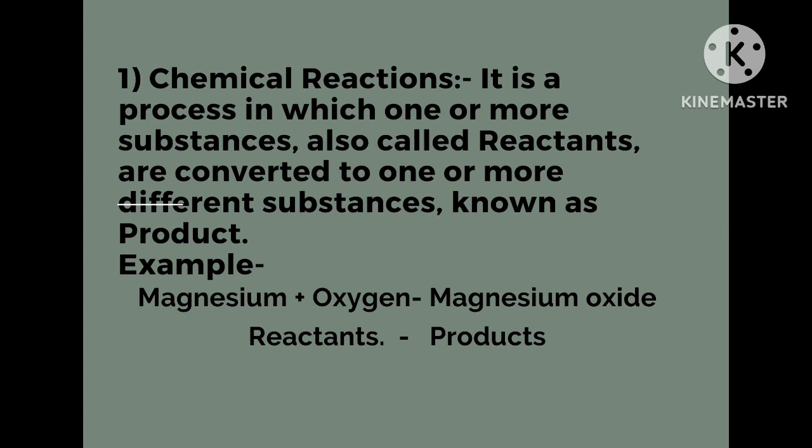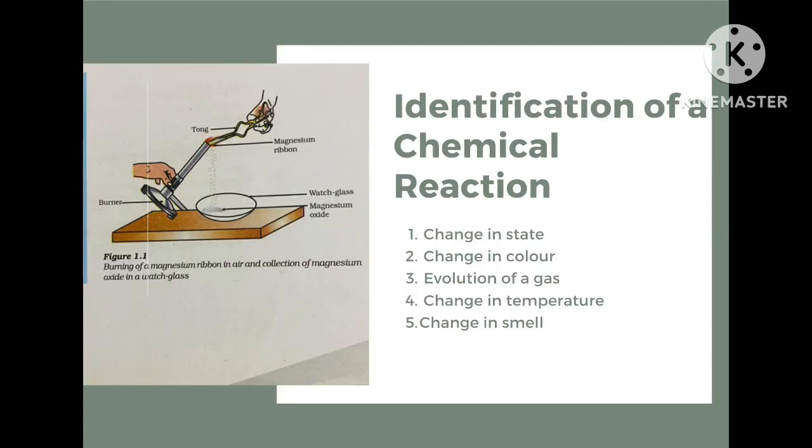For example, I've written here magnesium reacts with oxygen to produce magnesium oxide. With the formation of a new product, a chemical reaction can also be identified with these clues. First is change in state, second, change in color, evolution of a gas, change in temperature, and also there can be change in smell. These things indicate that a chemical reaction is taking place.